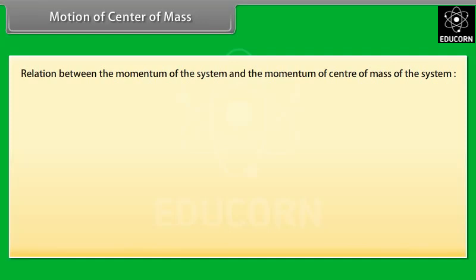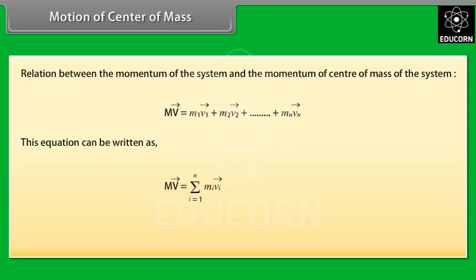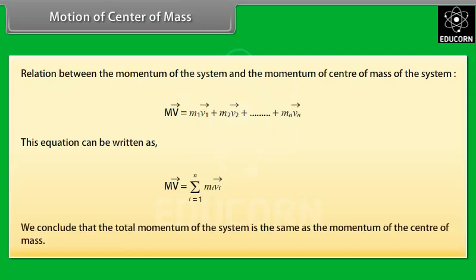Relation between the momentum of the system and the momentum of center of mass of the system. mv vector = m1v1 vector + m2v2 vector + ... + mnvn vector. This equation can be written as mv vector = summation from i = 1 to n of the product of mi and vi vector. We conclude that the total momentum of the system is the same as the momentum of the center of mass.